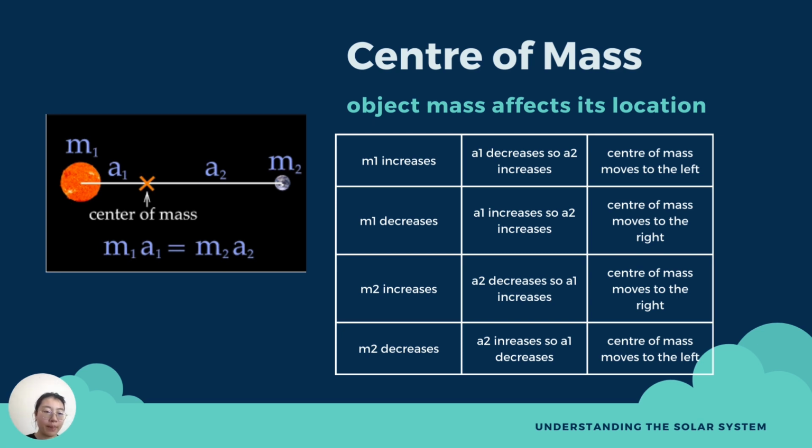So as an example, if we increase the mass of the star, which is m1, then we are expecting A1 to decrease for this equation to still hold. As a result, the center of mass will move to the left. Similarly, if we increase the mass of the planet, which is m2, we are expecting A2 to decrease for this equation to hold. As a result, the center of mass will move to the right.